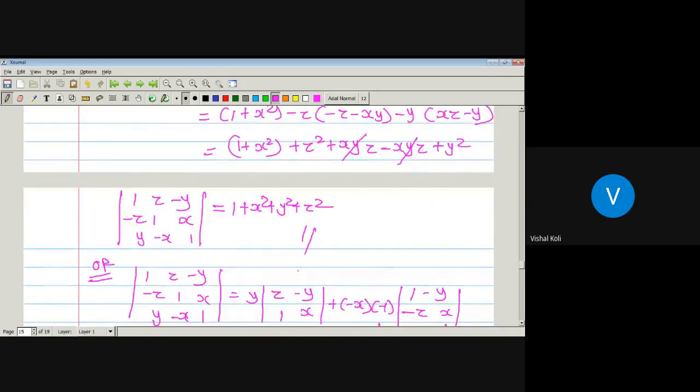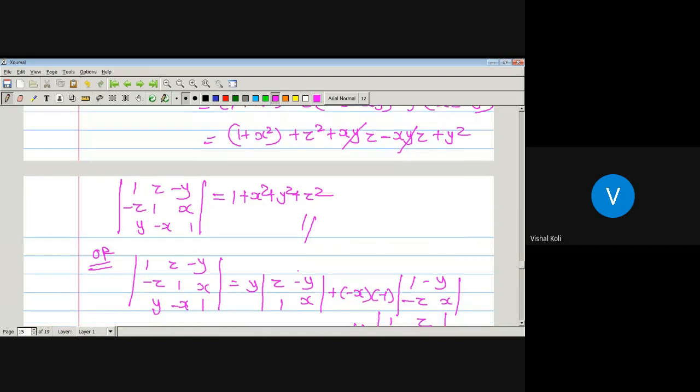Okay, so instead of the first row, if we use the third row or second row, then also the determinant value is same. Similarly, if we use a column, then also the determinant value is same.